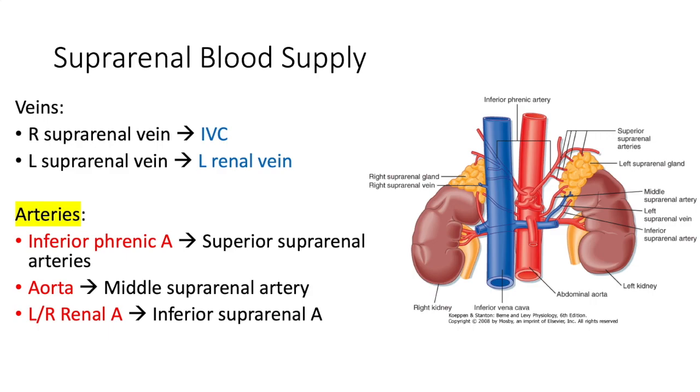Coming straight off of our aorta would be the middle suprarenal artery. Now, that wasn't on our aorta man, but I like to think of it as a mustache on aorta man. And then our left and right renal arteries will throw off a branch to make our inferior suprarenal artery. They're kind of lower because the renal artery is going to our kidney, so it makes sense that a branch could come up and give the inferior suprarenal artery.